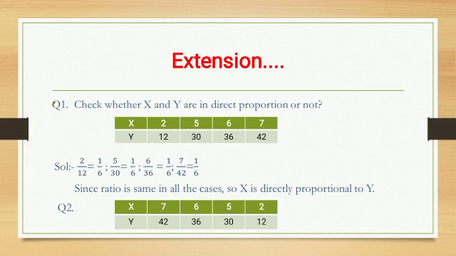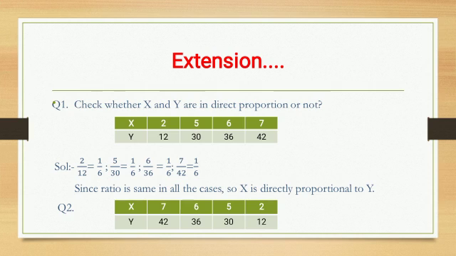Here the data can also be read as: when the value of x is equal to 2, y is equal to 12. When x is equal to 5, y is equal to 30. When x is equal to 6, then y will be equal to 36. And in the last, when x is equal to 7, then y will be equal to 42. So it's very important that you know how to read the data given in the table, right? So here we have to check whether x and y are in direct proportion or not.